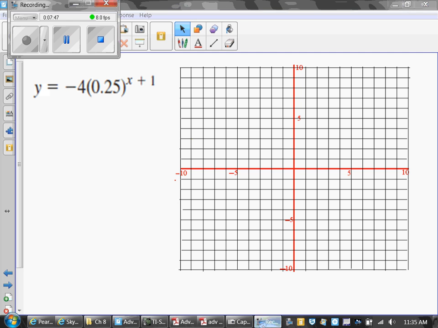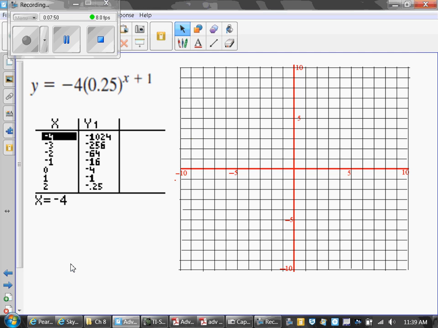Go ahead and do that one. We just go back to your table, get your parent function. Your parent function here was -4 times 1/4 to the x. So at 0, it's -4. At -1 was way off the chart. At 1 is -1. And at 2 is -1/4. So each of these points, we have to do what to it? Move it left or right? Left. h is, remember, opposite sign. So move it to the left 1.